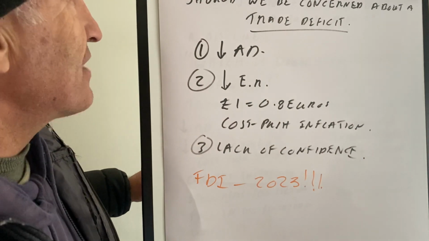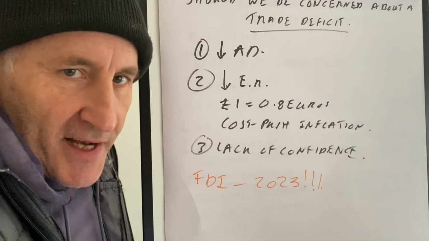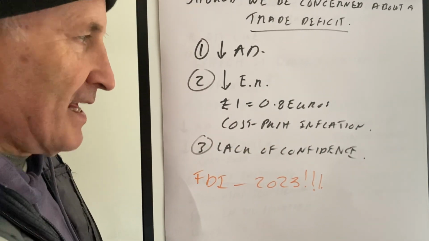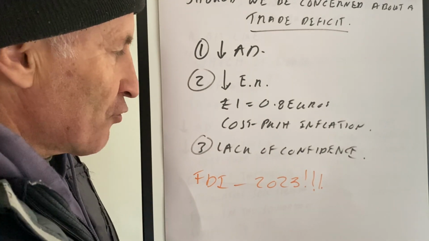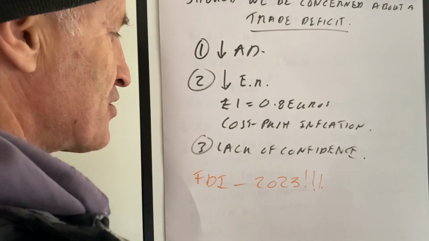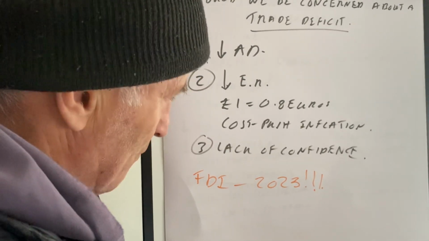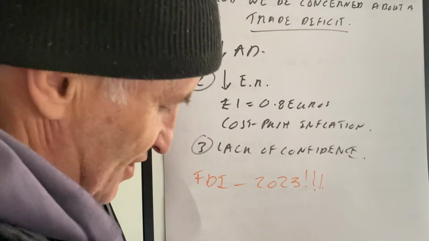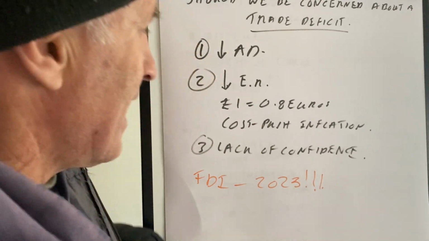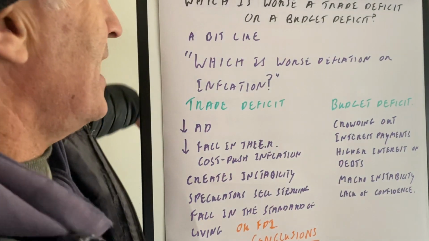Marshall-Lerner, J-curve effect. Should we be concerned about a trade deficit? Yes, we should, because of a fall in AD. That could then lead to a fall in the exchange rate, which could then create cost-push inflation. Right now, in 2022, we had a pretty large trade deficit, which was 6% of GDP, and a lack of confidence in the UK economy.